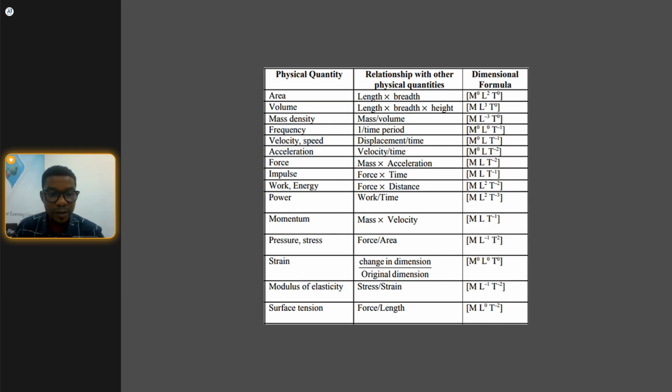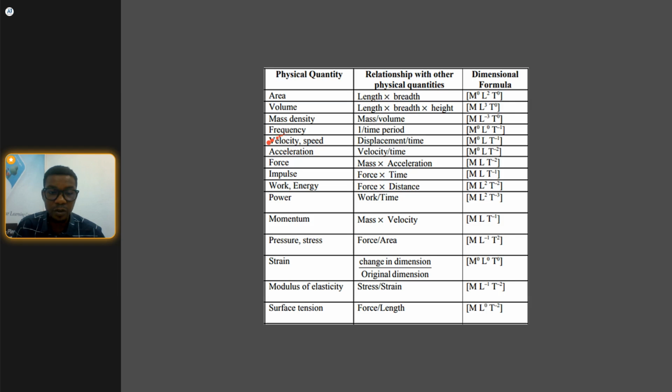So, okay, I believe you can see what we have on the screen here. This is a summary table for most of the quantities that will be asked in UTME and their dimension. Starting from area, we have volume, mass density, frequency, velocity, speed. You can see that velocity and speed have the same dimension.